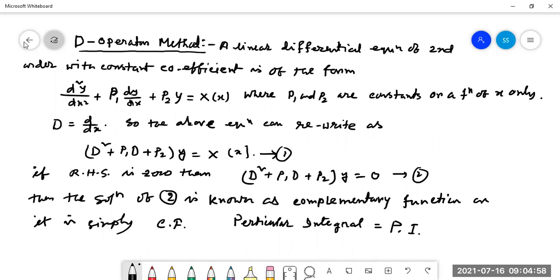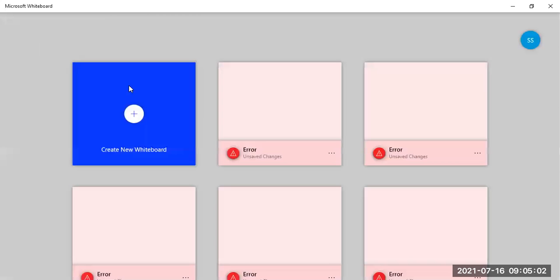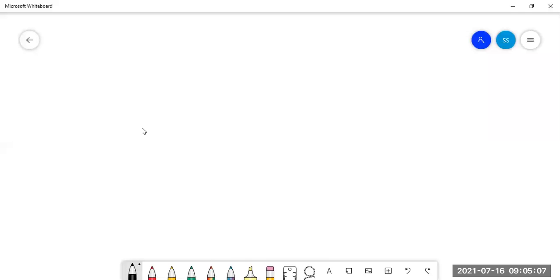Okay, so let us go. For CF, we know that some rules are there. Already we know how to find the CF from your class 12 syllabus. We are going for a recap of that. If it is given that (D² + P1 D + P2) y = X(x), this is the given differential equation.